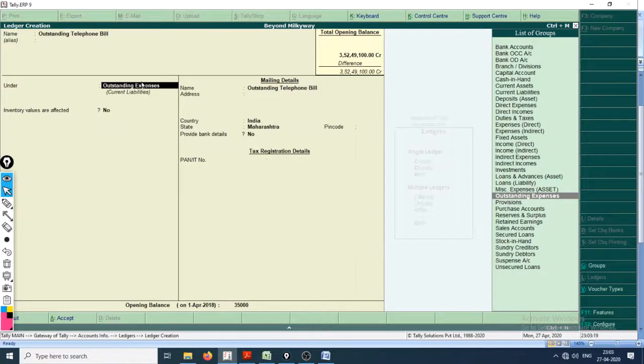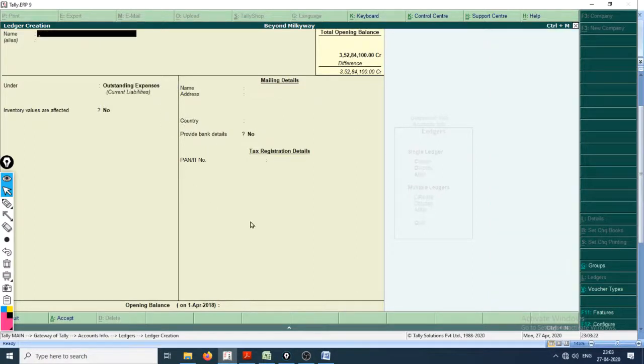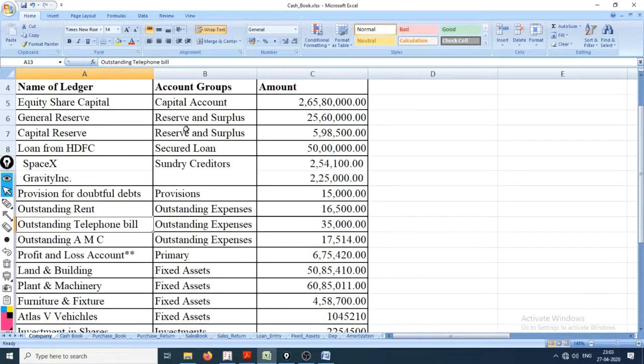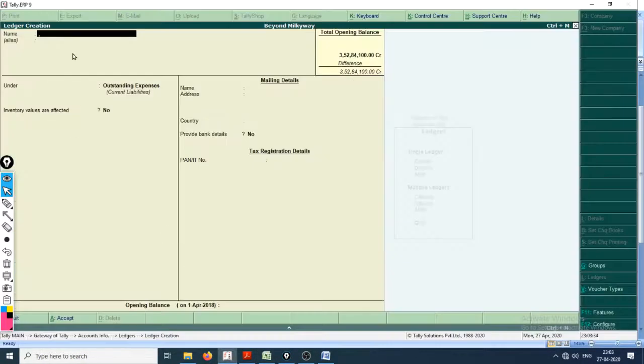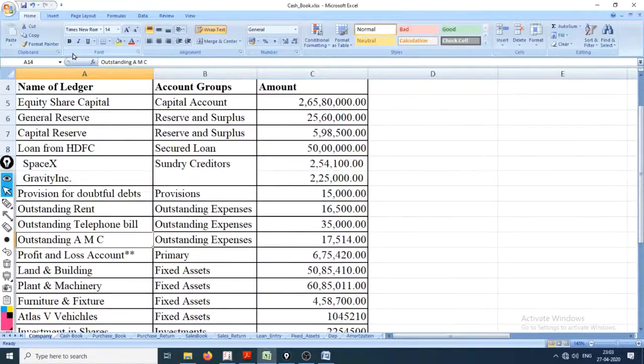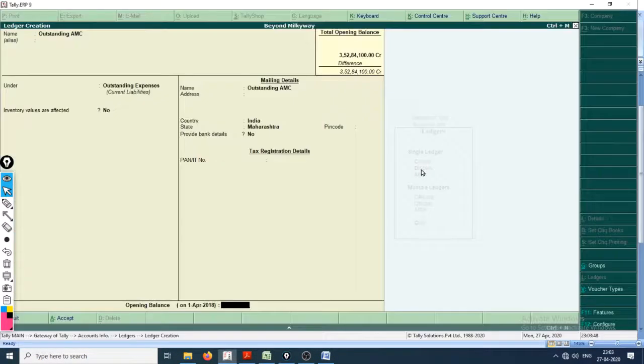Control A. Okay, so the next outstanding expense is outstanding AMC. Outstanding AMC is annual maintenance charges. So this is something we also know that it will be incurred in future. Outstanding AMC, outstanding expense. And how much is the amount? Outstanding expense 17,514, credit.